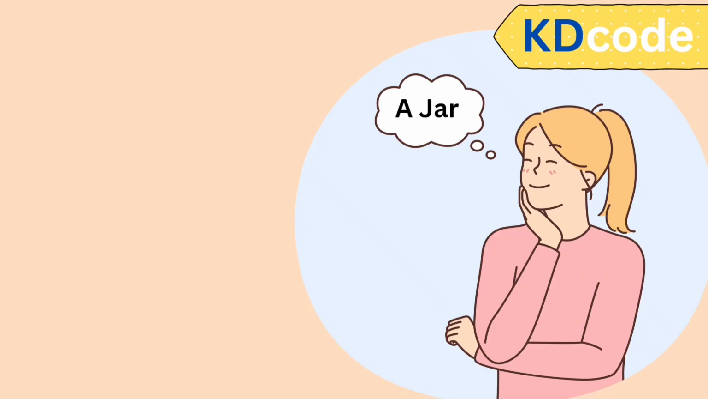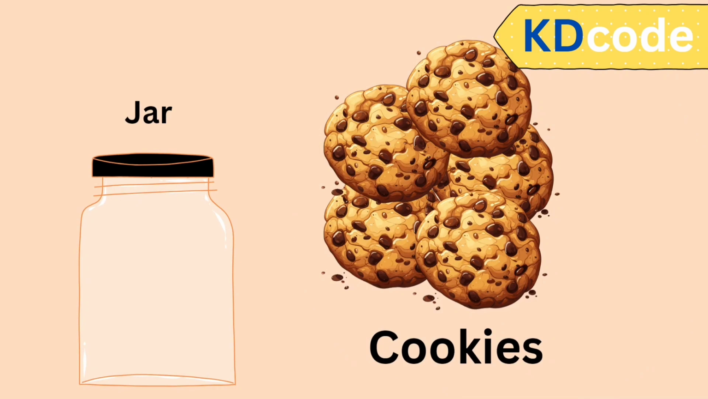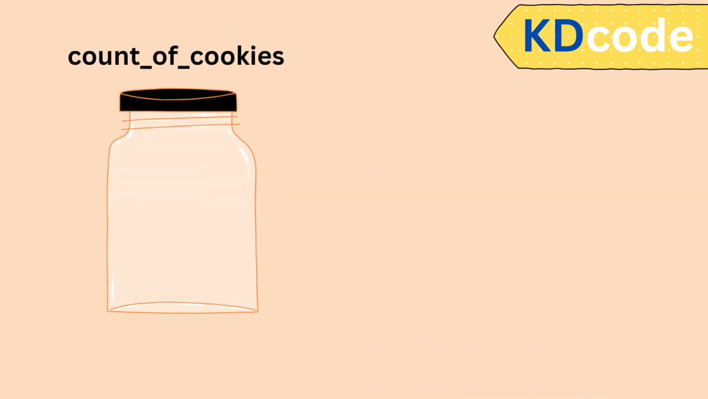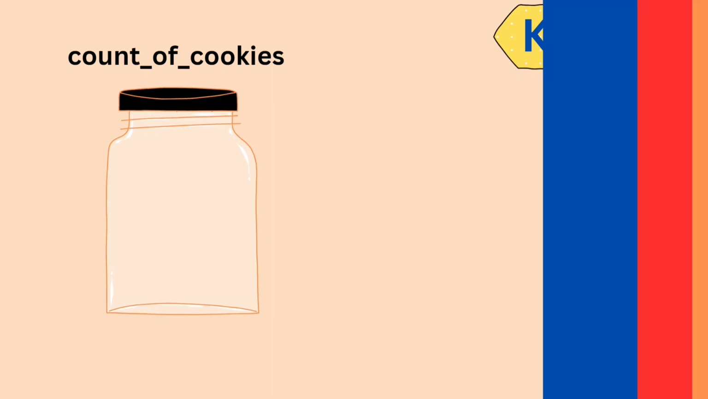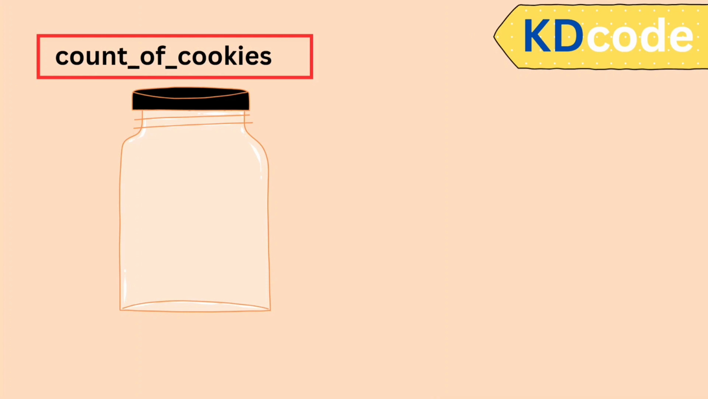Imagine you have a jar and you want to keep track of the cookies in the jar. For that, you can use a label on the jar to represent their count. Here, the label of our jar is count of cookies. Initially, the jar might be empty, as shown in the video. So we set our label to 0. Now, the count of cookies value is 0.